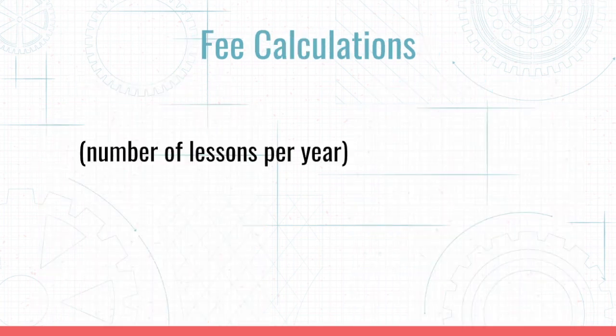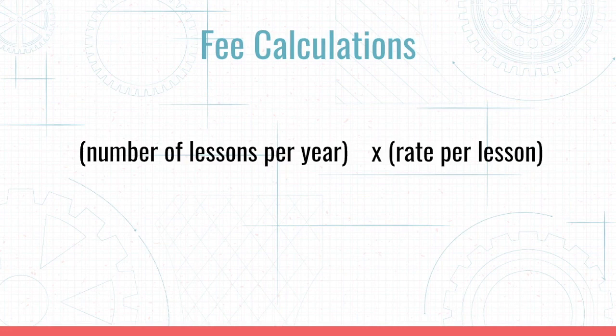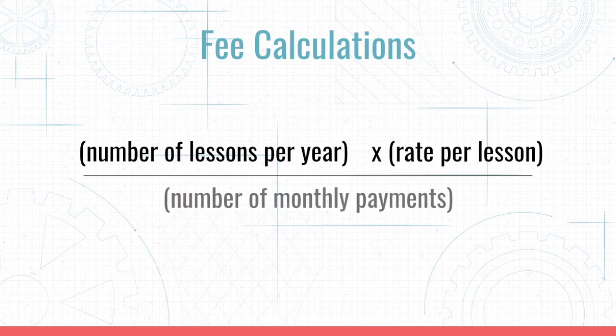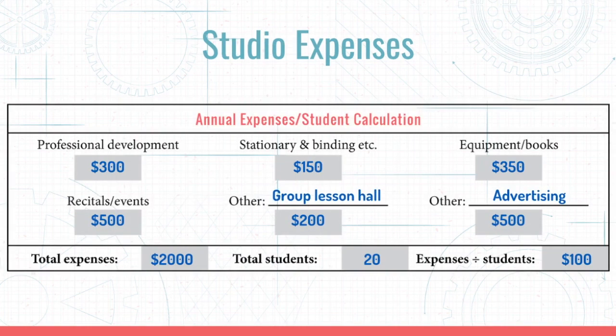So when it comes to calculating your lesson fees, this is the basic formula you need. You've got the number of lessons per year times the rate per lesson and divided by the number of monthly payments if you're doing monthly. It really is that simple. It doesn't need to be a complicated maths equation. If you're not comfortable with maths, don't worry, we're going to walk through it.